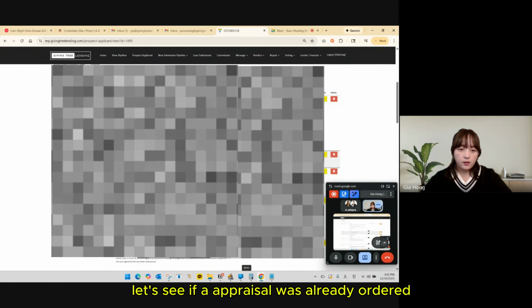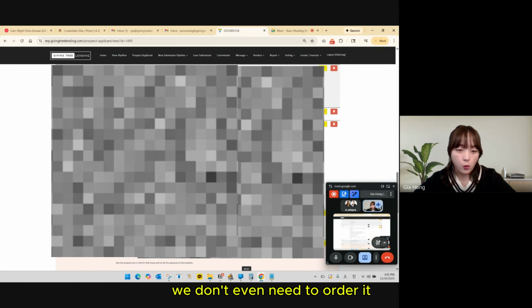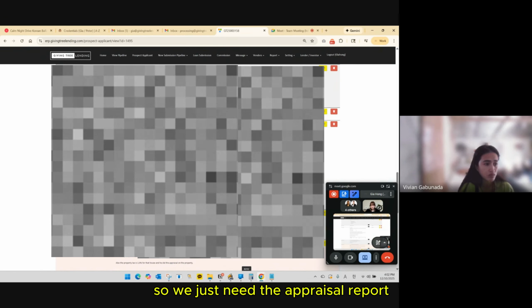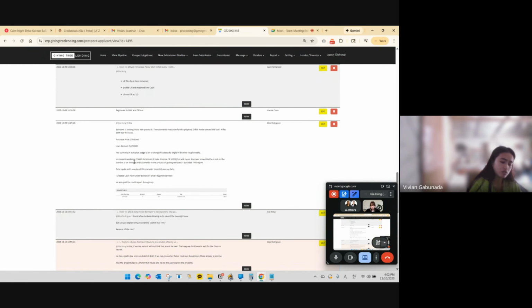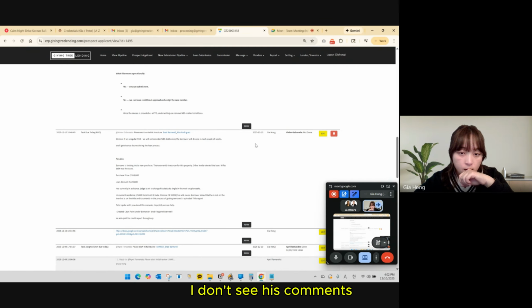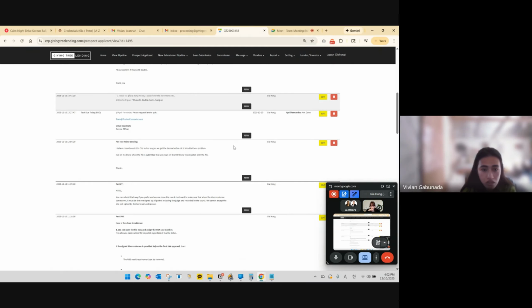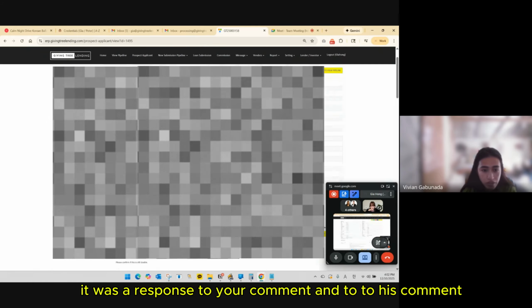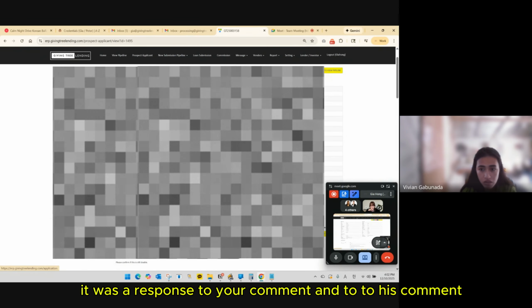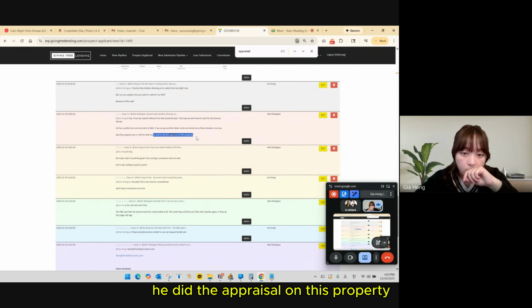Let's see. If the appraisal was already ordered, we can transfer from the previous lender. We don't even need to order it. So we just need the appraisal report. I don't see his comments saying that the appraisal was already done. It was a response to your comment and to his comment. The one in pink. Okay, he did the appraisal on this property.